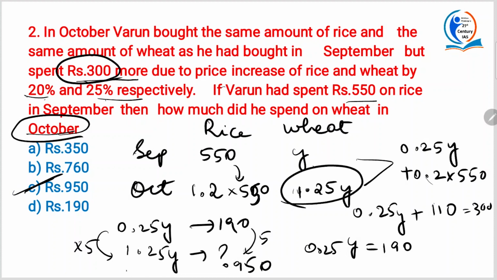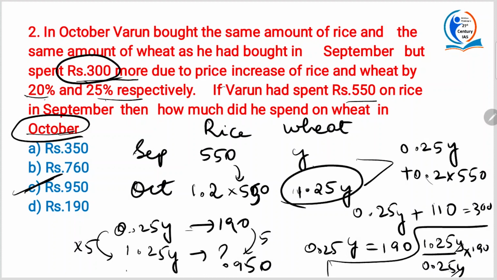If you didn't understand this step, what I did here is the unitary method, right? 0.25y is 190, then what is 1.25y equal to? Generally, you will write it as 1.25y by 0.25y into 190, no? So this y will get cancelled, 0.25 times 5 is 1.25. 5 into 190 is the answer. You got 5 here, no? That 5 I directly multiplied like this. 0.25 into 5 is 1.25. So the required answer is 5 times 190. Alright. So C is the answer.